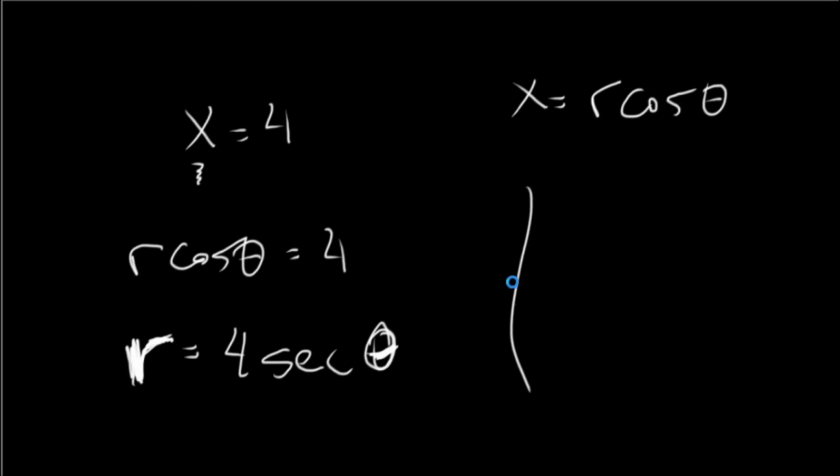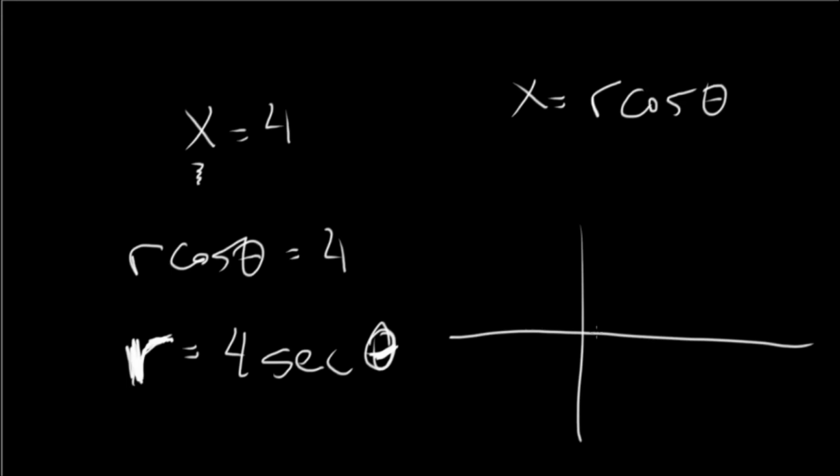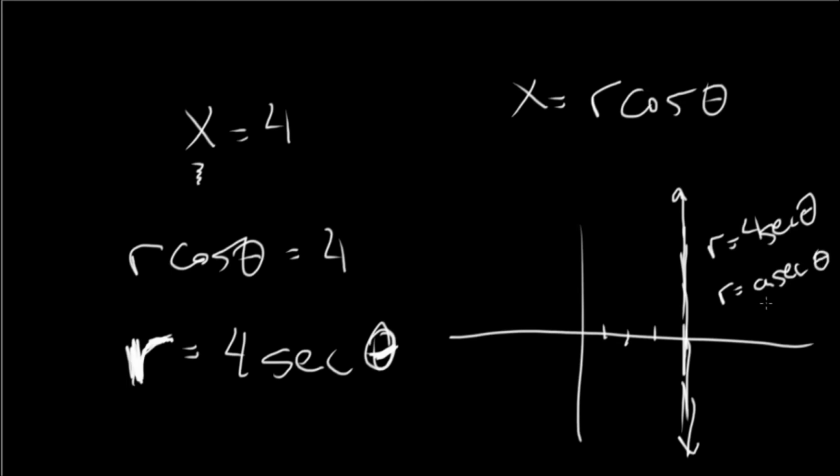That is a vertical line similar to x equals 4. So how do we describe a vertical line not going through the pole? Well, in this case, 4 secant theta. You can kind of imagine what any vertical line is going to be. R equals like a secant theta. So if it was like a negative 3, it would be over here. R equals negative 3 secant theta. We'll prove that later. Right now, though, let's look at the reverse direction.